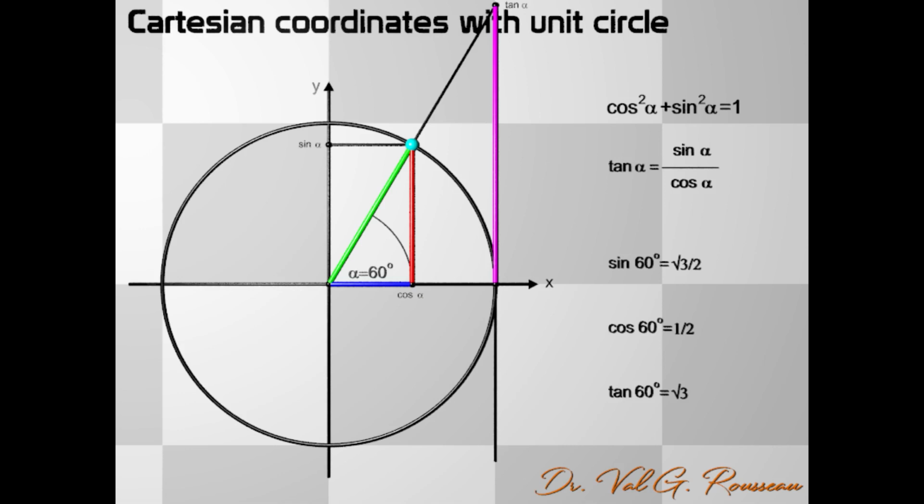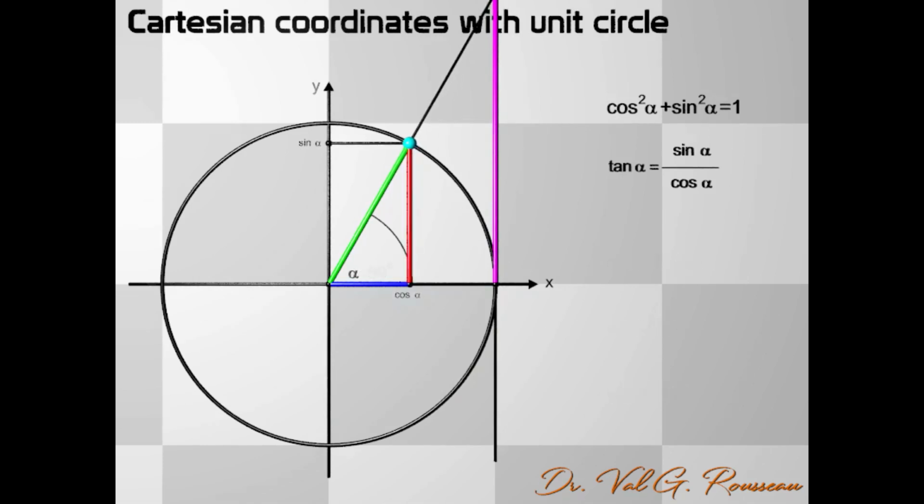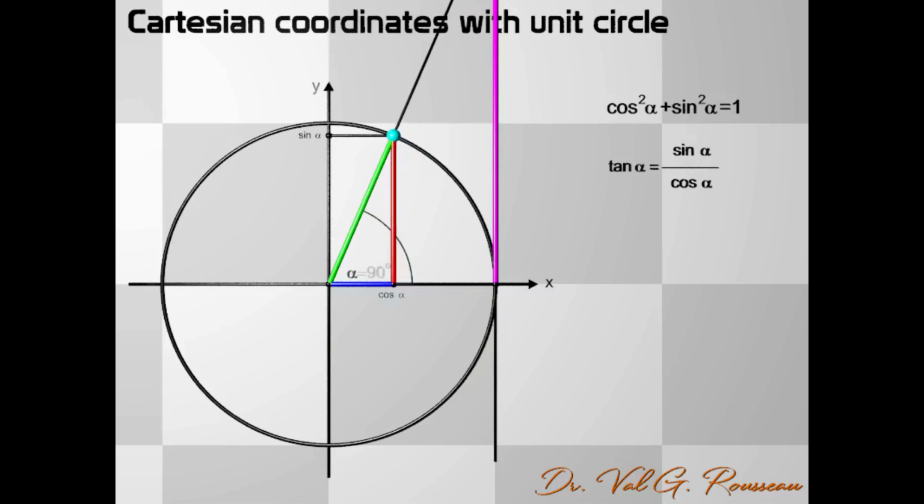If we keep increasing the angle to 90 degrees, the tangent goes out of the figure. The green segment becomes parallel to the purple segment, which means that the intersection of the two lines containing those segments is sent to infinity. That's where the tangent is.